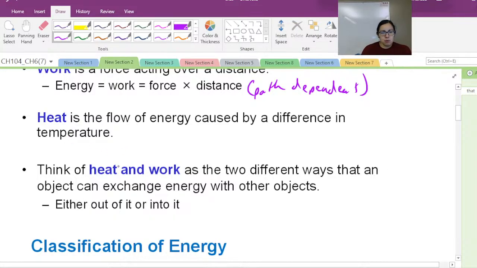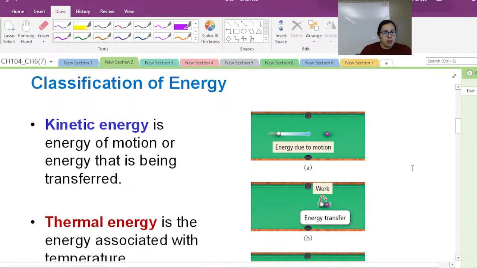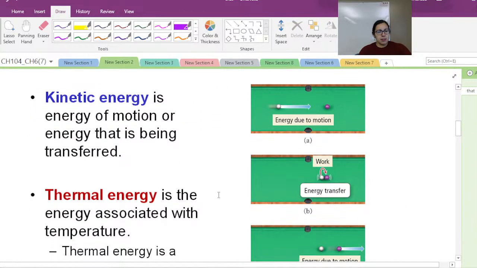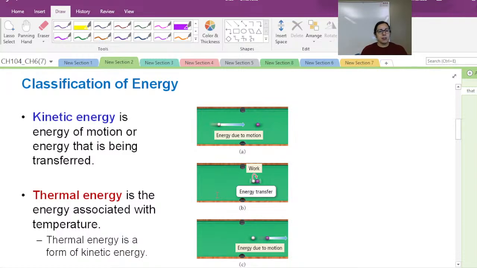And so heat and work are two different ways then that an object can exchange energy. So either a system, like a chemical system, could perform work, or again, heat could be exchanged. So we'll look at that. And okay, well, let's start with just what is energy.